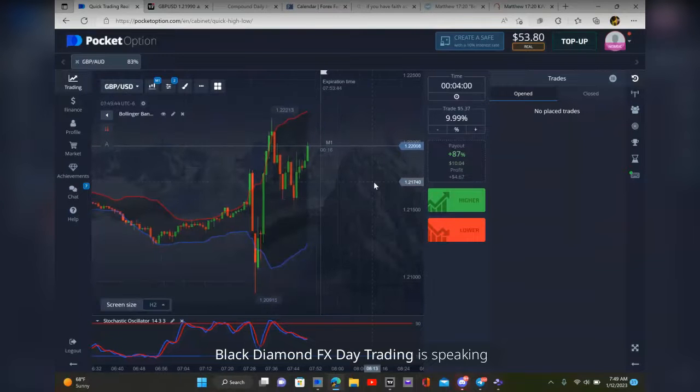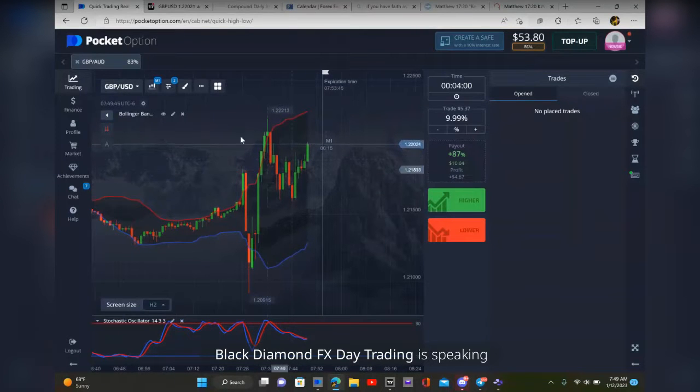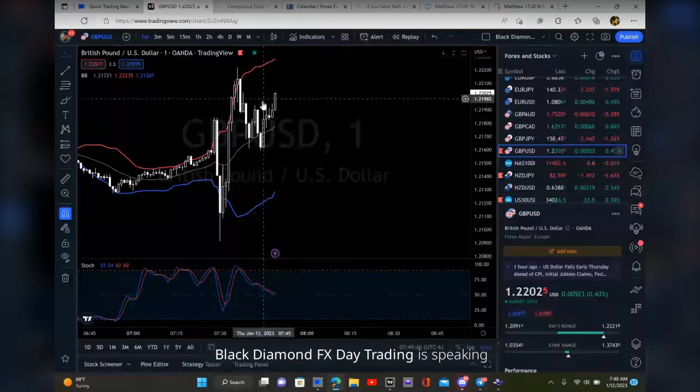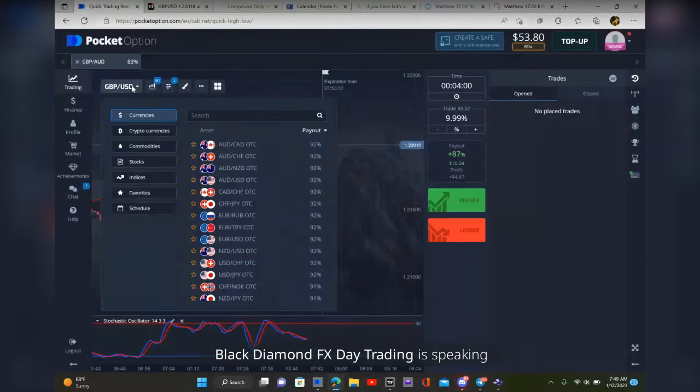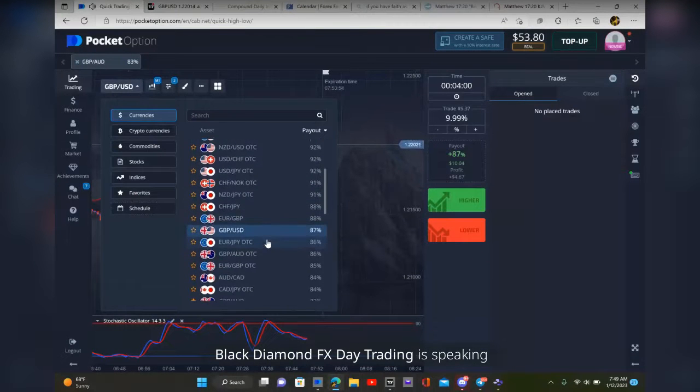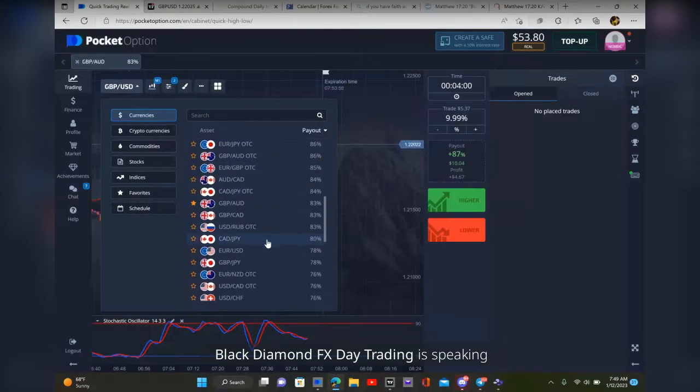This is GBP USD. This is what it's supposed to look like. Notice it matches up with TradingView, 1 minute. Now watch this. Watch GBP USD OTC, if it's on here.